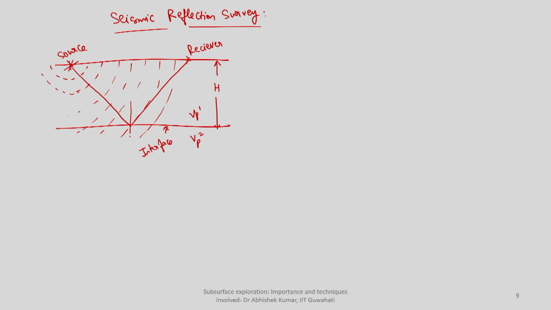Keep in mind, the angle of incidence here will be equal to the angle of the reflected wave, because it is reflection. So, the angle of inclination will remain the same. So, this is known as the reflected wave. In addition to this, there will be some kind of wave which is travelling along the surface, which is called the direct wave.